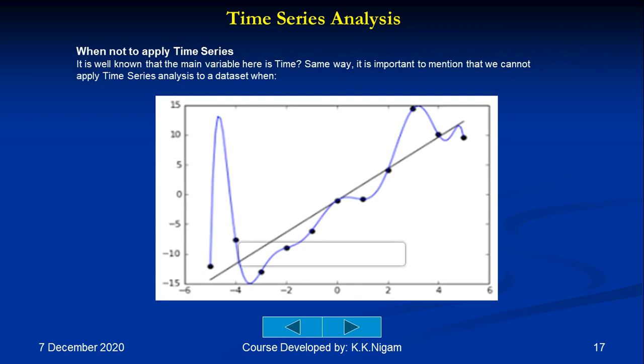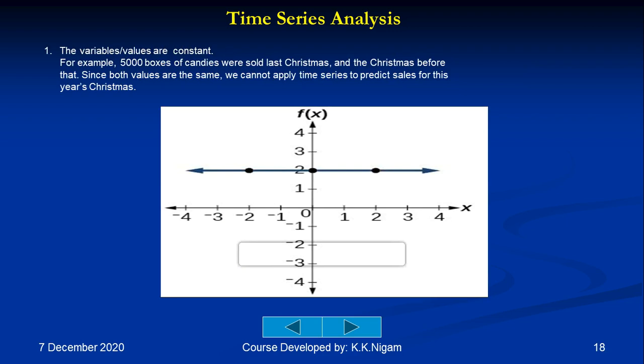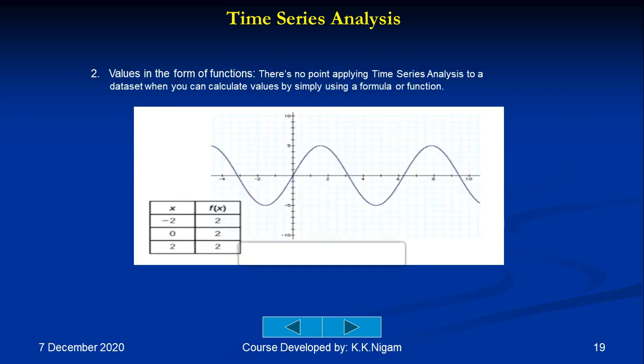When not to apply time series. Time series is not applicable in all situations. That is why one has to be very careful when trying to apply time series. It is well known that the main variable here is time. In the same way, we cannot apply time series analysis to a data set when the variable values are constant. For example, 5,000 boxes of candles were sold last Christmas and then the Christmas before also. Since both values are the same, we cannot apply time series to predict sales for this year because it is going to be almost similar. So the time series will not help in that.